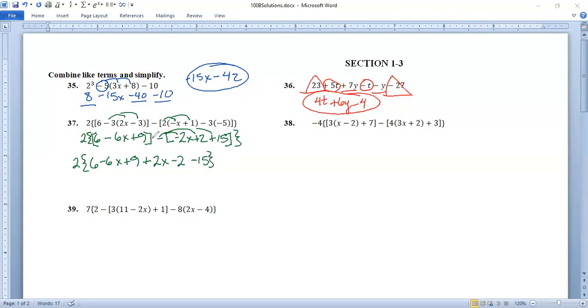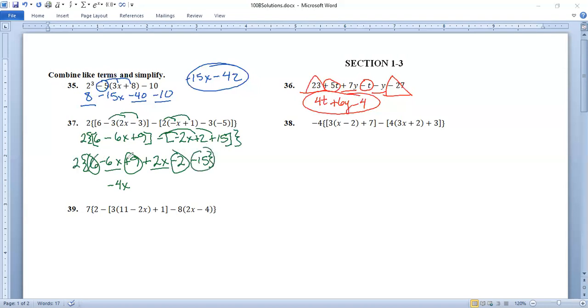Now, some of you may have at that last step said, hey, can we simplify and put things together? Well, certainly. And I think we could do it right now very, very well. So what can we put together here? We've got a -6x and a positive 2x. That's -4x. And then we have 6 plus 9. That's 15. Minus 2 is 13. Minus 15 is a -2.